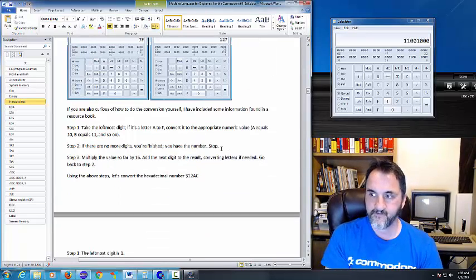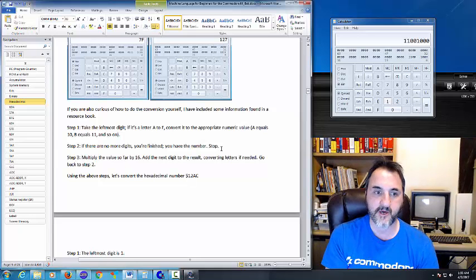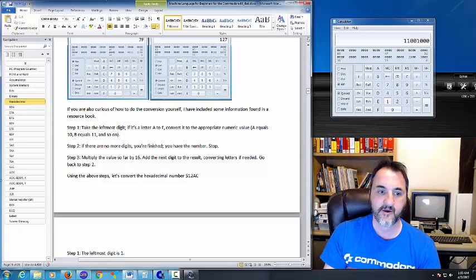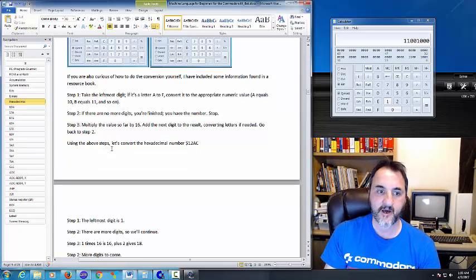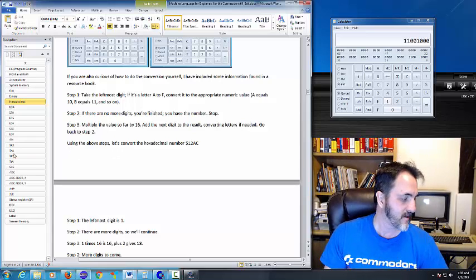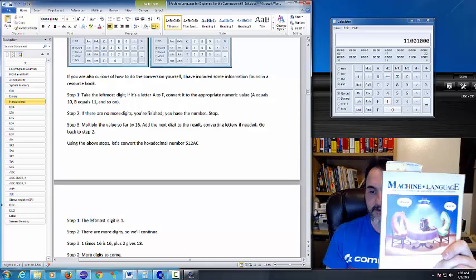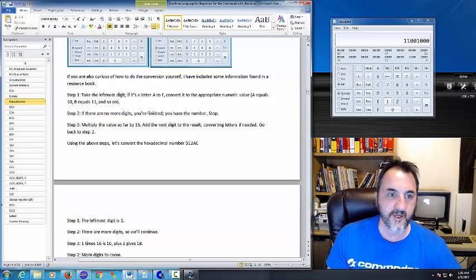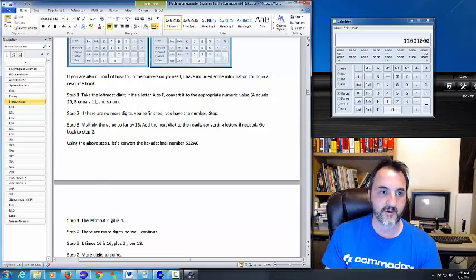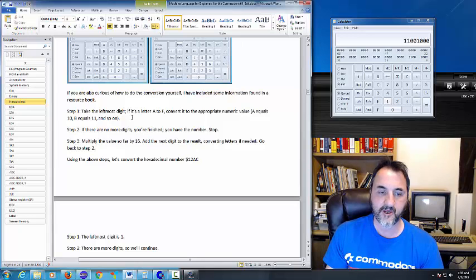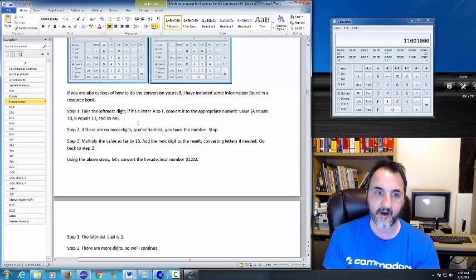So if you are also curious of how to do the conversion yourself, I've included some information found in the resource book. So here, I found this in, I think this was machine language, pretty sure it was Jim Butterfield's book, the one I showed you earlier, this one right here. Mr. Butterfield's book, and he breaks it down to show how the calculations are done. And this is calculating it from hex to decimal. So step 1, you take the leftmost digit. If it's the letter A to F, convert it to the appropriate numeric value. A equals 10, B equals 11, and so on.